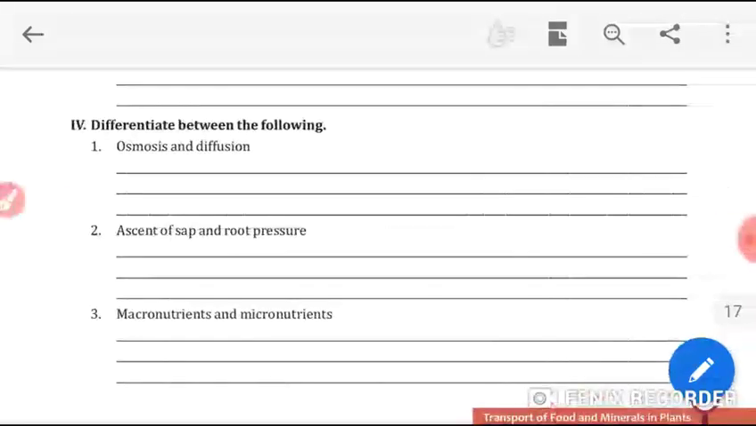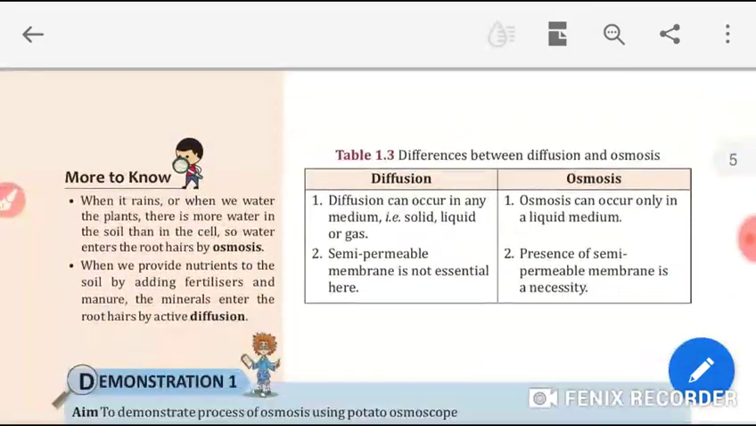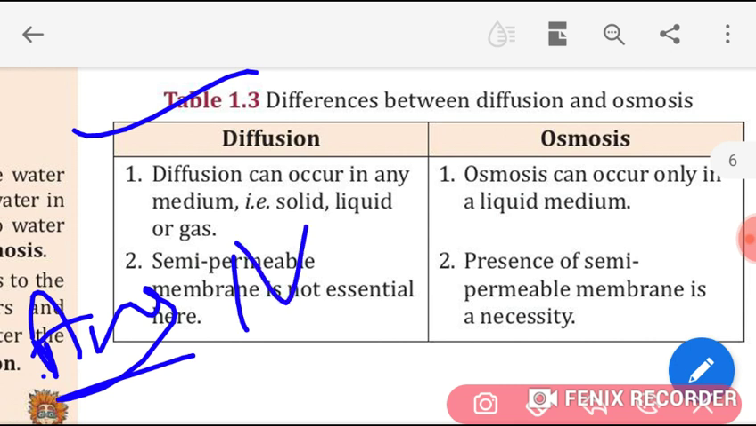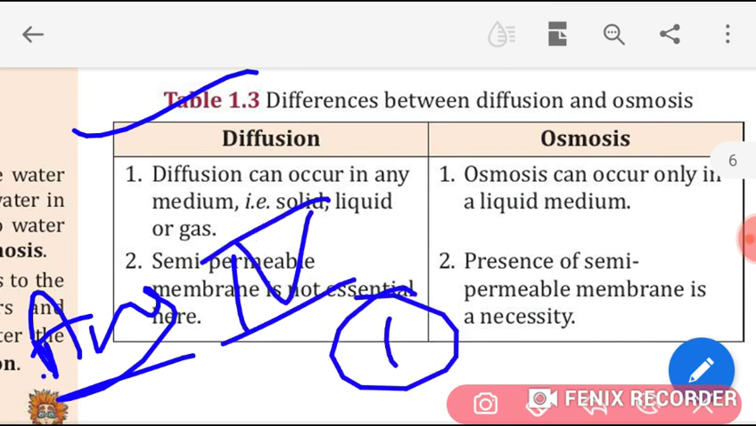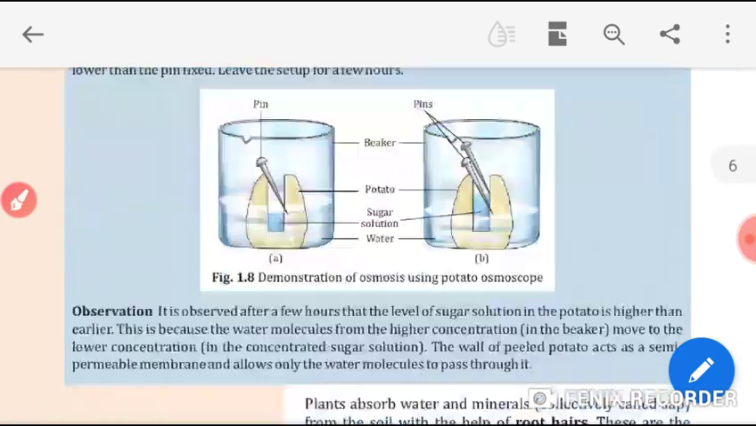Again, students, come to page number 6. Some differences are given: diffusion and osmosis. This full table you have to draw in your copy. This is your answer number 4th. Differentiate. First one, osmosis and diffusion. Okay students, now come to our next question.